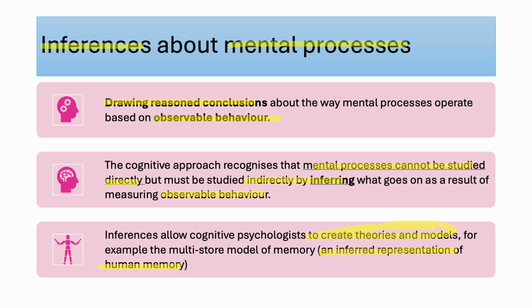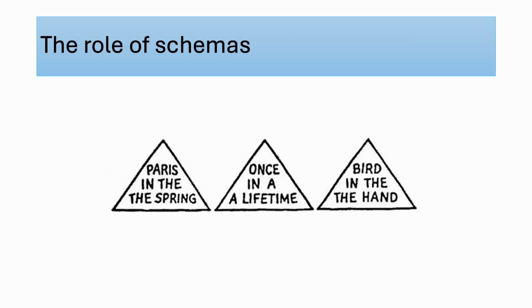Moving on to the next part of the cognitive approach, which is the role of schemas. If you just have a quick read over these images. So if you have noticed, this first one actually reads Paris in the spring, so there's two thes. The second one reads once in a lifetime, so there's two A's. And the final one is bird in the hand, so there's two thes. Now, if you didn't spot those sort of grammatical mistakes, if you like, that is due to schemas.